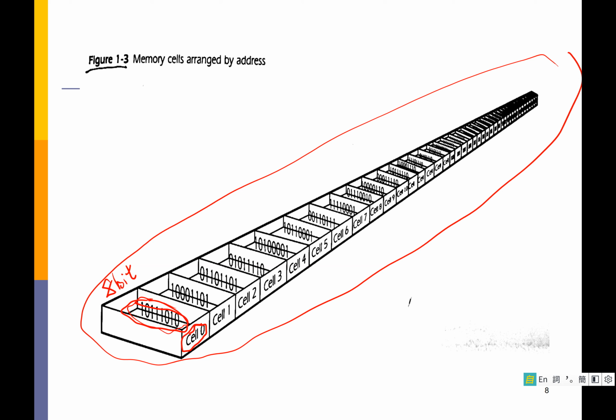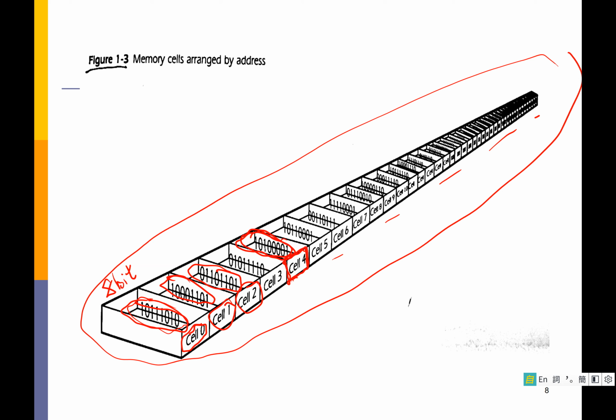Okay? Now, cell 1 also contains 8 bits. Cell 2 contains 8 bits, and so on. Now, if I told you, go get the value of cell 4, then you can immediately identify the location of cell 4, and then you can immediately retrieve the value from your program.